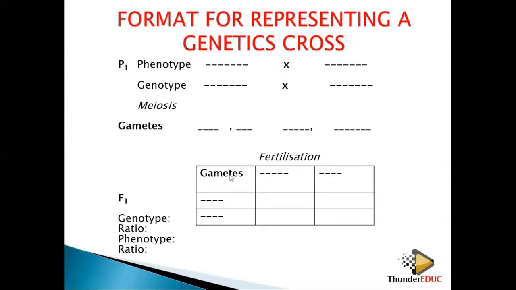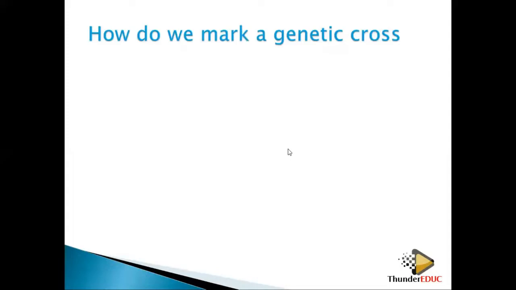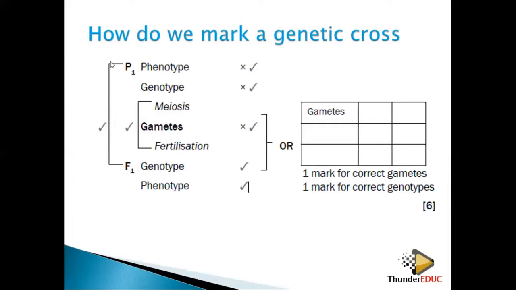So now you have the gametes. These ones, you bring them here, and then these ones, you bring them here, or you can swap them. So that's how we mark. How do we mark a genetic cross? That's what I've been trying to explain. This is a practical example.